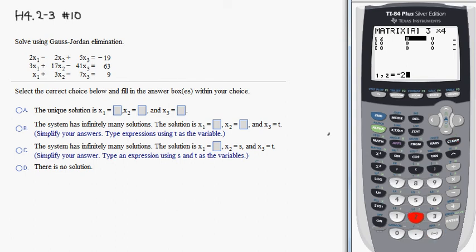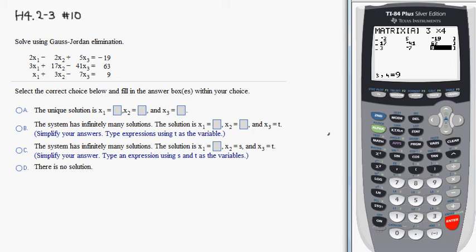negative 2, enter, and 5, enter, and negative 19, enter, right, and 3, enter, and 17, enter, and negative 41, enter, 63, enter, right, last row is 1, enter, and 3, enter, negative 7, enter, and 9, enter.